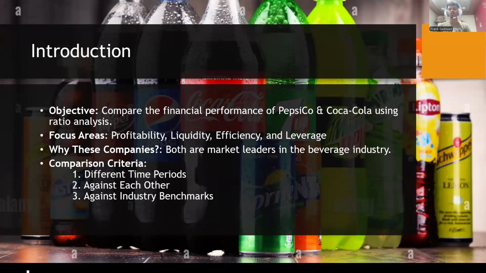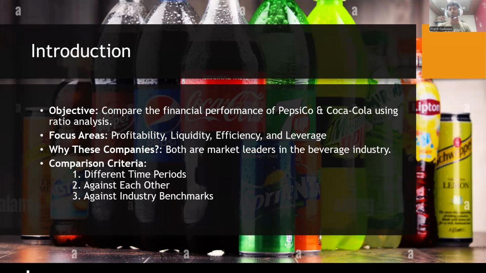So today we will be conducting financial ratio analysis of two of the world's biggest beverage companies, PepsiCo and Coca-Cola. Our goal is to compare their financial performance using four key categories of financial ratios: profitability, liquidity, efficiency, and leverage.